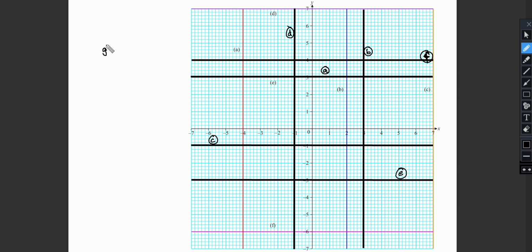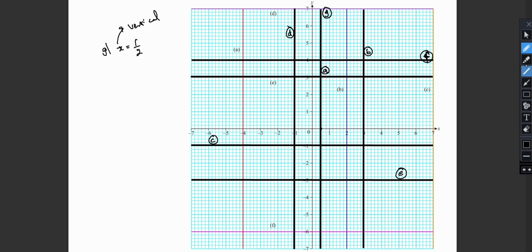Now the G part is x is equal to 1/2. So x means it's going to be vertical. Half means it's going to be between 1 and 0. So this will be over here. A vertical line like this. It's in the middle. This is our G part.